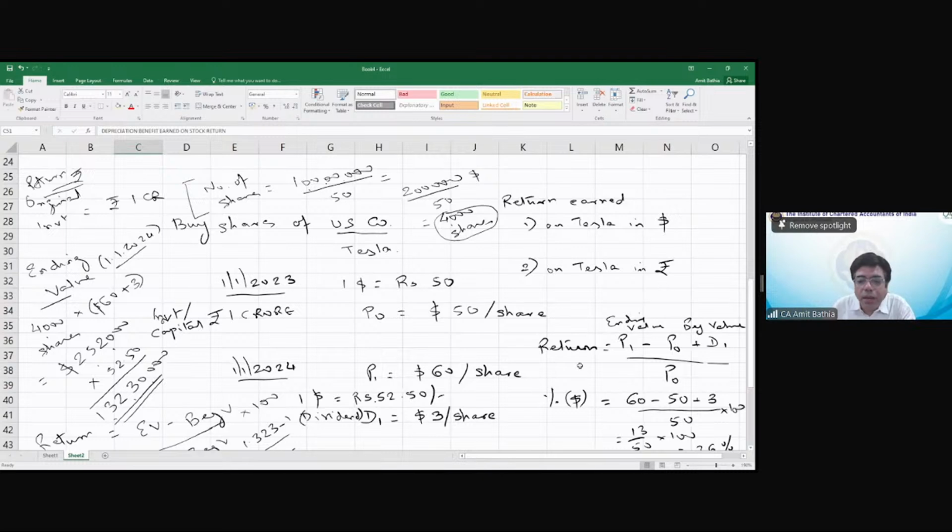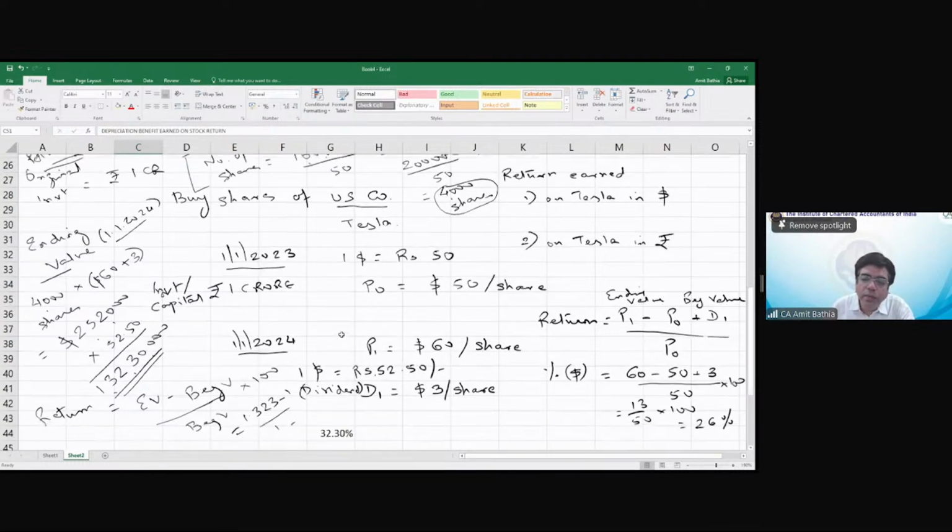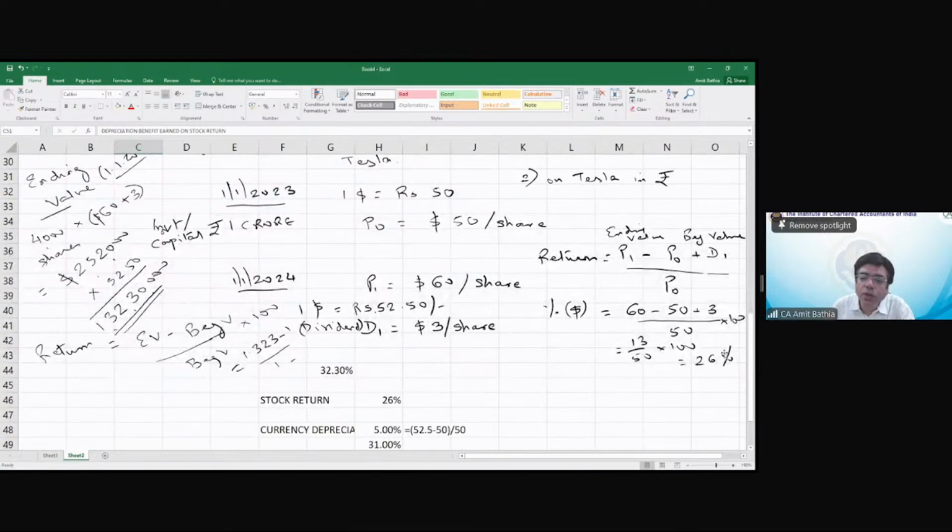So, return earned on Tesla in dollar terms and return earned on Tesla in rupee terms. Here we computed the returns respectively. In dollar terms, first of all, I got 26%. This formula is already known to you, right? You have learned it earlier also in the growth model, how to compute your return.